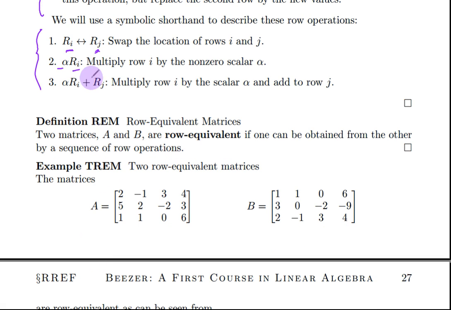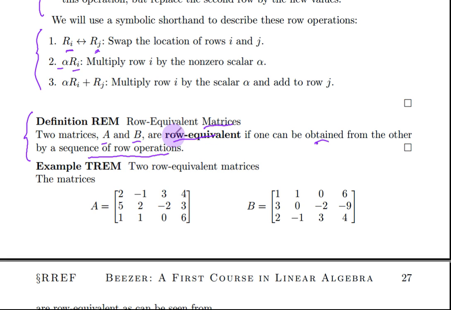Now, we've said that if you do these operations to a system of equations, you don't change the set of solutions. So the equations that you get are equivalent. We're going to define a notion of equivalence that corresponds to this for matrices. We'll say two matrices A and B are row equivalent if one can be obtained from the other by a sequence of row operations.